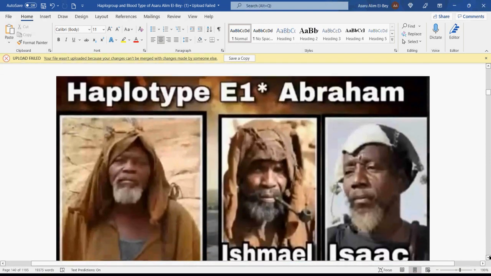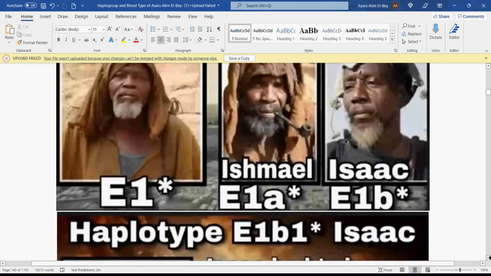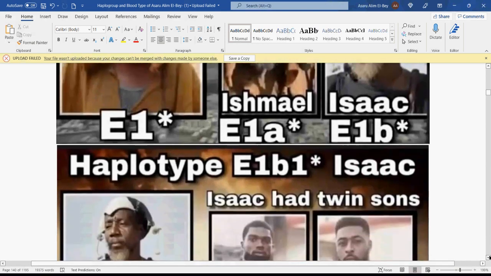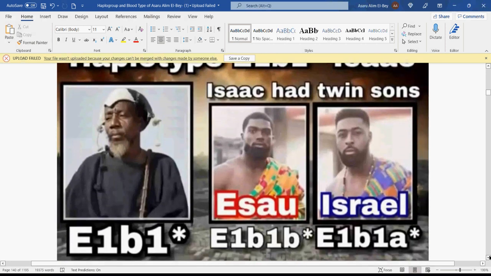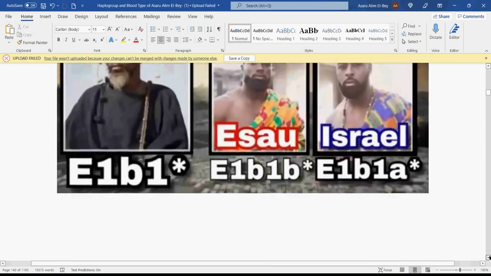So type E1 symbolizes Abraham. Ishmael is E1A, as I stated. Isaac is E1B. Haplogroup E1B1. Isaac had twin sons. Esau would be E1B1B, as stated. And then Israel, which is ours, is E1B1A.